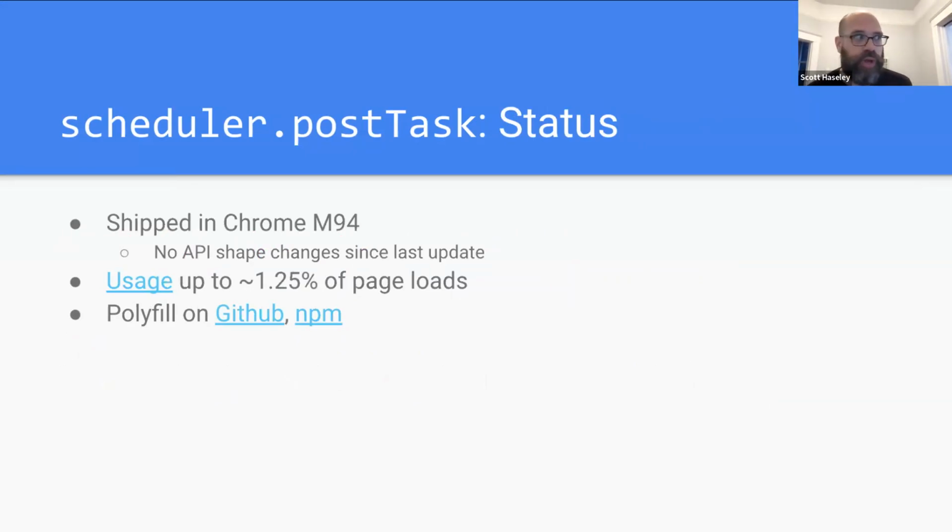We've seen the usage rise a bit to about 1.25% of page loads the last time I checked. I think it's been incorporated in maybe some third-party libraries. Recently, I've seen it used on some news sites, etc. Also, I think maybe since we talked last, we have a polyfill up on our Google Chrome Labs GitHub and also on NPM that polyfills the entire API shape, so you can use this in browsers that don't support it.